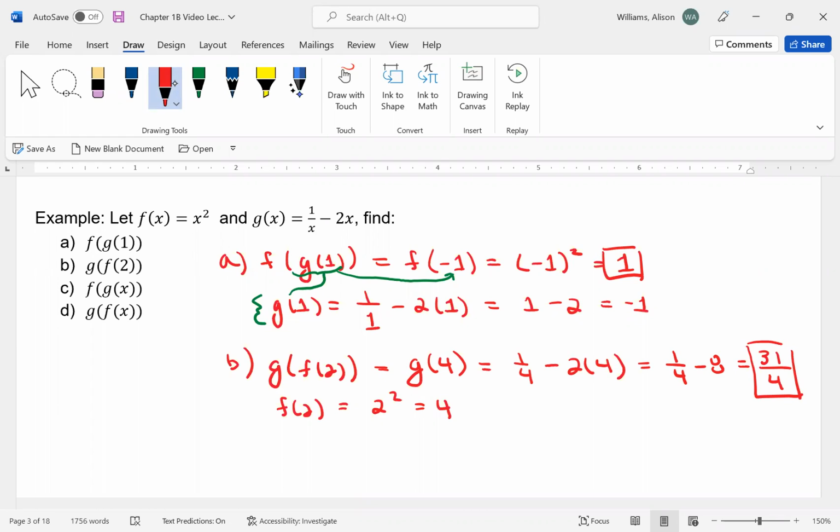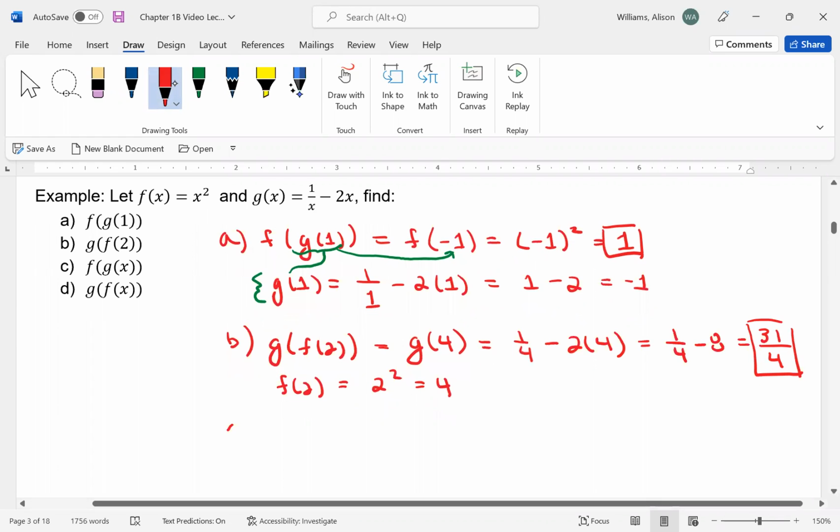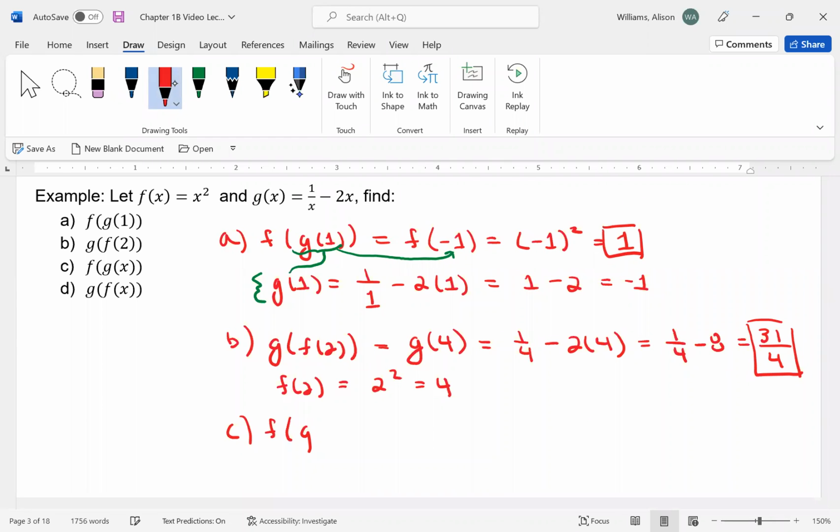All right. Okay, so now let's look at part C. So part C, we're being asked to find f of g of x. So we're going to plug all of g of x into the function f. So that means I'm going to plug 1 over x minus 2x into f. So that's going to become (1 over x minus 2x) squared.